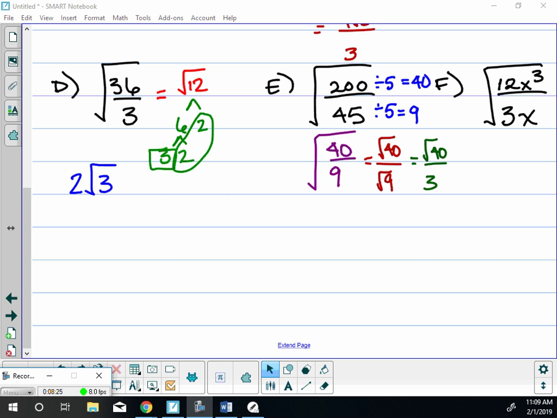That's 3, right? So 9 breaks down to 3. 40 is what? 10 times 4, which is 5 times 2, and 2 times 2. So we have a pair of 2's. Left over 5, left over 2. So we'd have 2 times the square root of 2 times 5 is 10, all over 3.